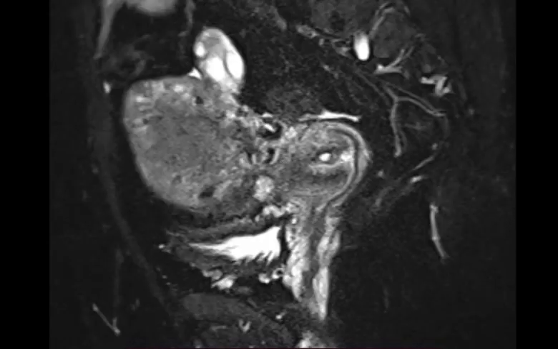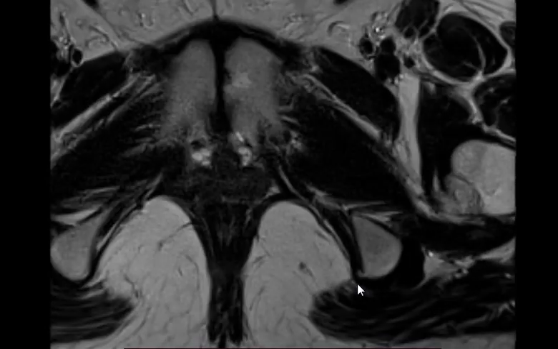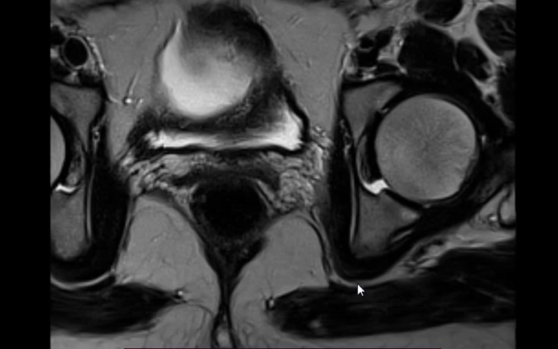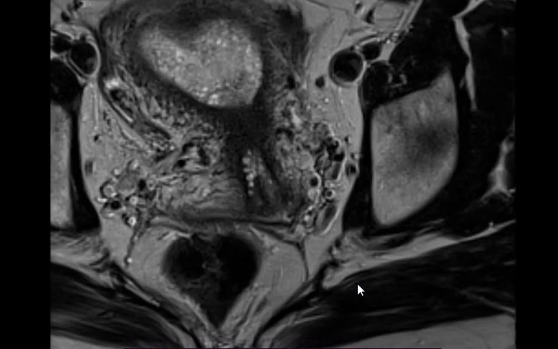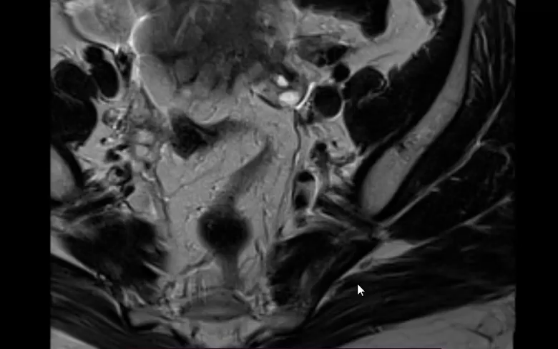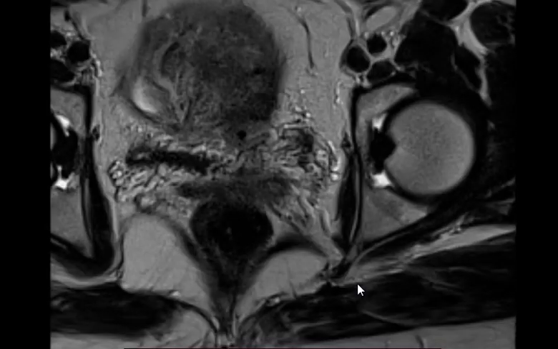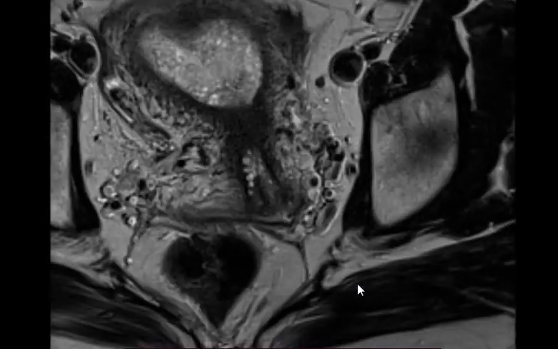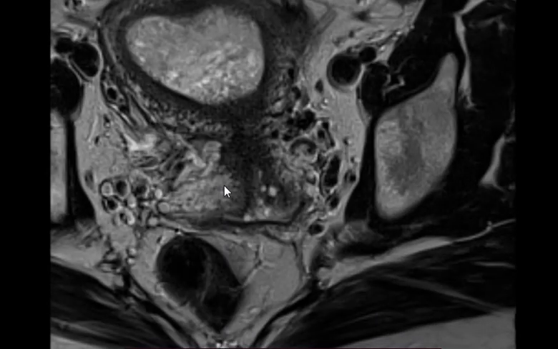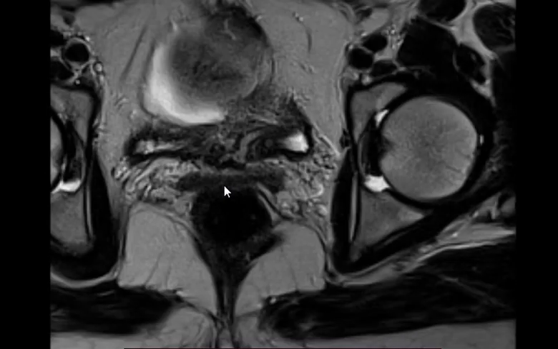Let's look at this axial. So the endometrium is showing what? Cystic changes, micro cystic changes in the endometrial cavity. The junctional zone looks relatively intact. Do we have any free fluid in the pelvis?